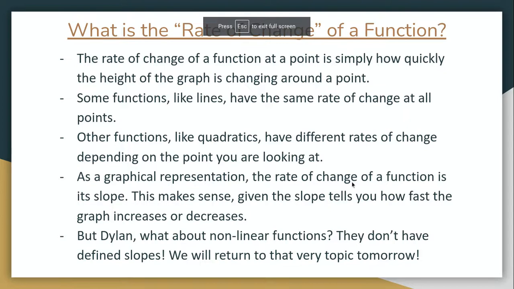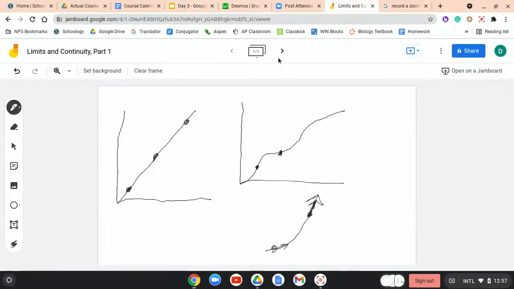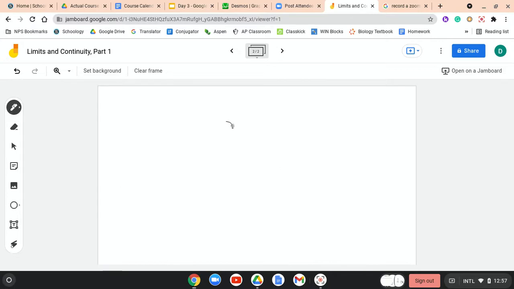All right, a graphical representation. As a graphical representation, the rate of change of a function is its slope. This makes sense given the slope tells you how fast the graph increases or decreases. So let's look at a linear function because that's the easiest one to deal with. We know that every line has a slope, and if you want to calculate the slope, you take 2 points, and you calculate the rise, how much it goes up, and divide it by the run, how much it goes across. And that will tell you the slope of the function.